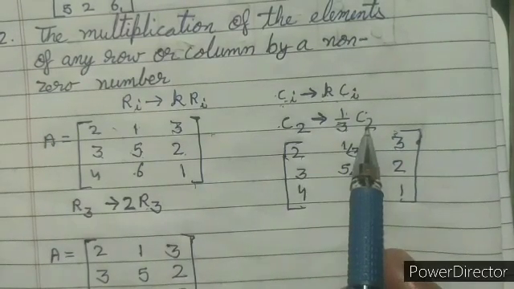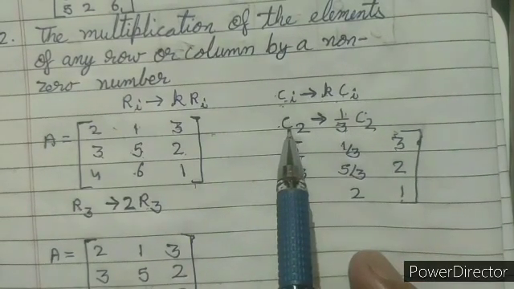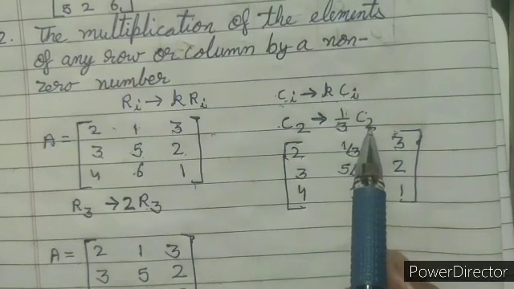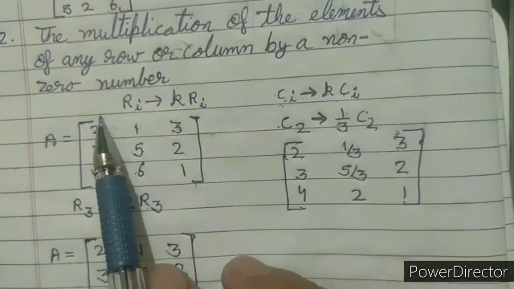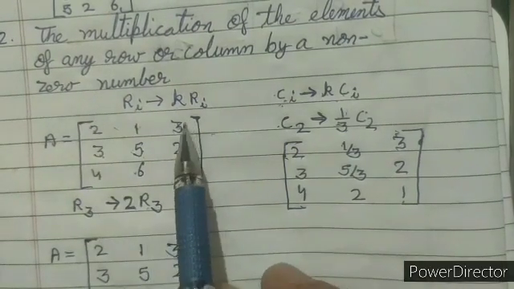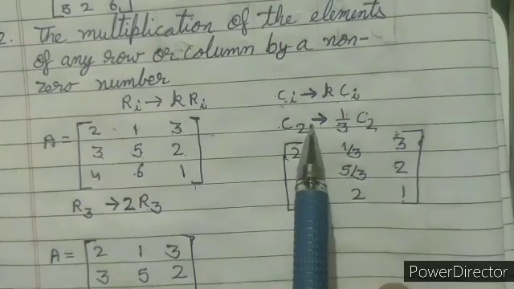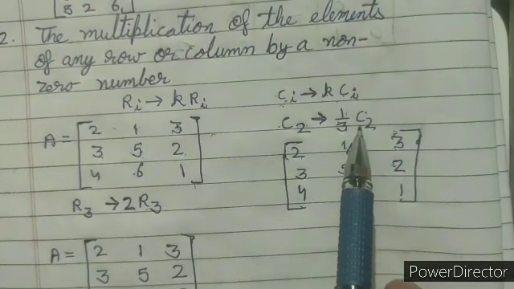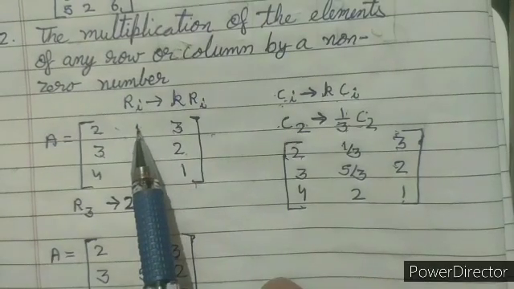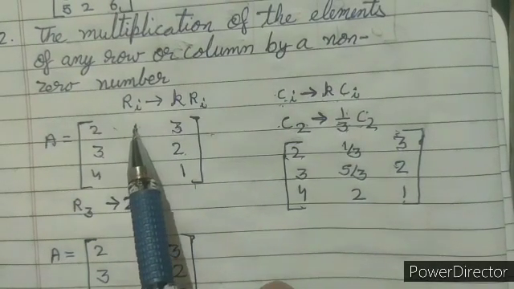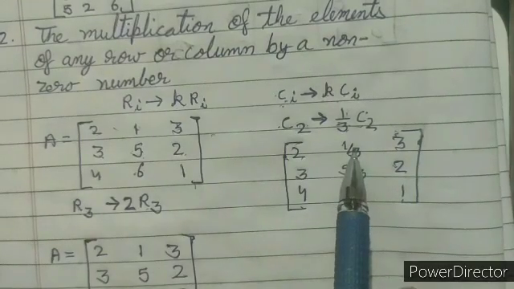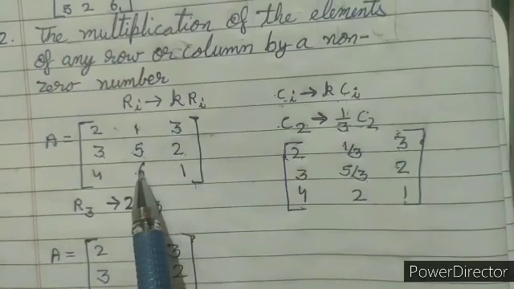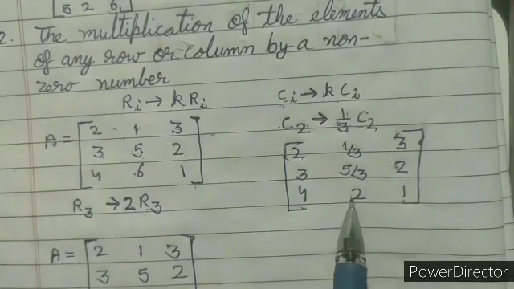Now similarly, if we want to change column 2 of a matrix by multiplying it by 1 by 3, then it will be represented as column 2 changed to 1 by 3 into column 2. That means column 1 and column 3 will remain the same, as we are not changing them, and all the elements of column 2 will be multiplied by 1 by 3. So 1 into 1 by 3 will be 1 by 3, then 5 into 1 by 3 will be 5 by 3, and 6 into 1 by 3 will be equal to 2.